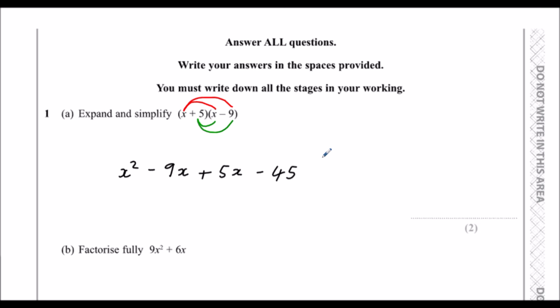So collecting the like terms, simplifying this, we've got minus 9x plus 5x. So negative 9 plus 5 is negative 4. So our final answer is x squared minus 4x minus 45.